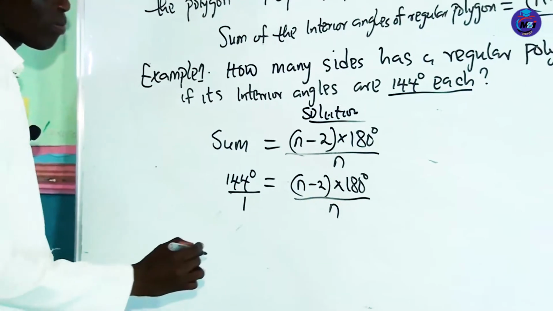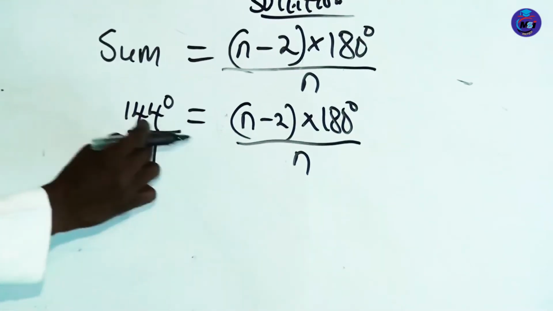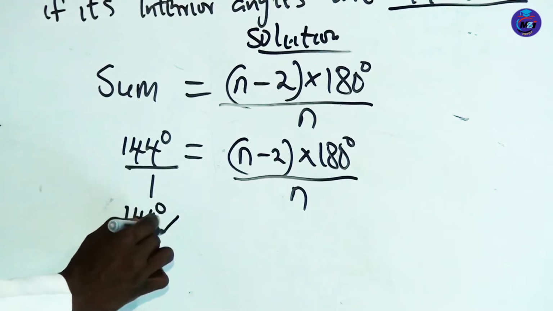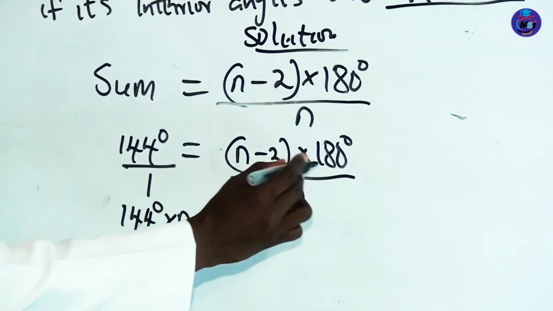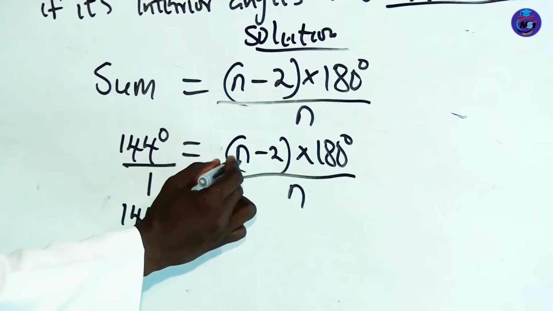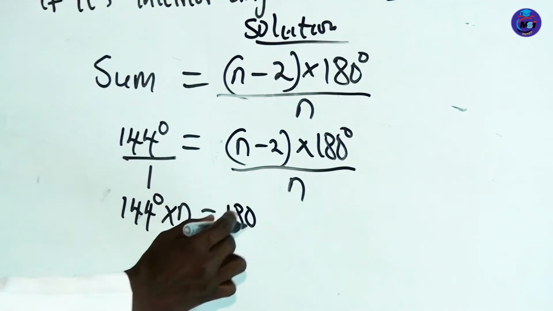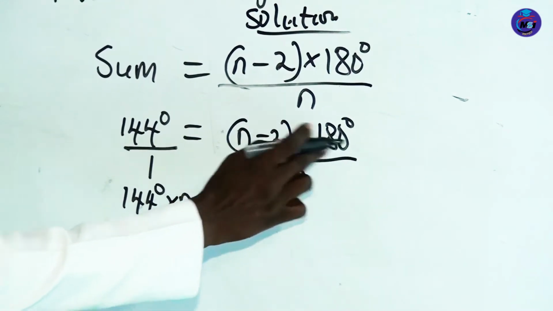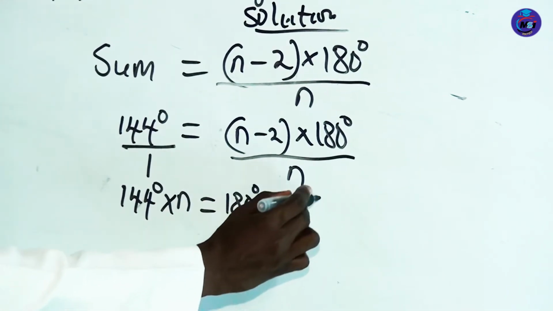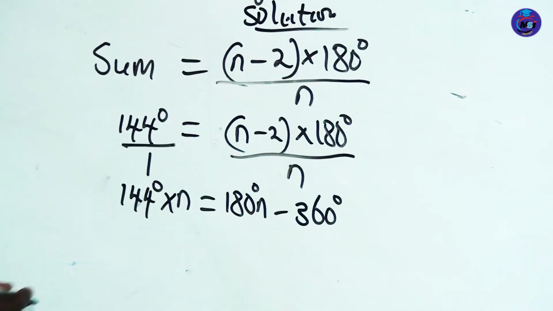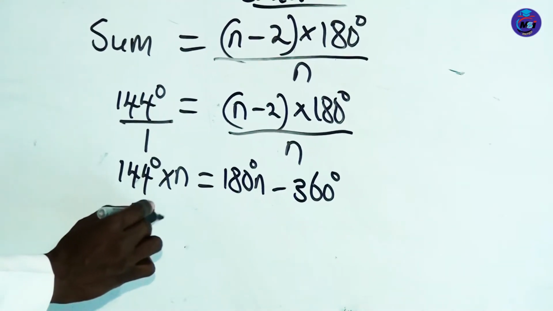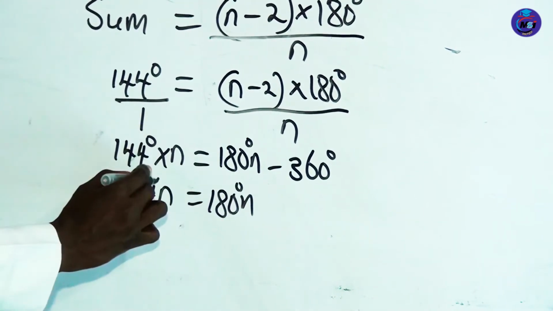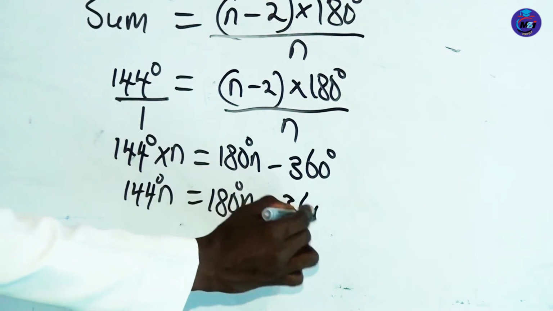Divide this by 1. Then you can cross multiply. When you cross multiply, we have 144 degrees times n equals 180 times (n minus 2). You have 180n, minus 2 times 180, you have 360 degrees. Okay, now this one will give us 144n equals 180n degrees minus 360 degrees.